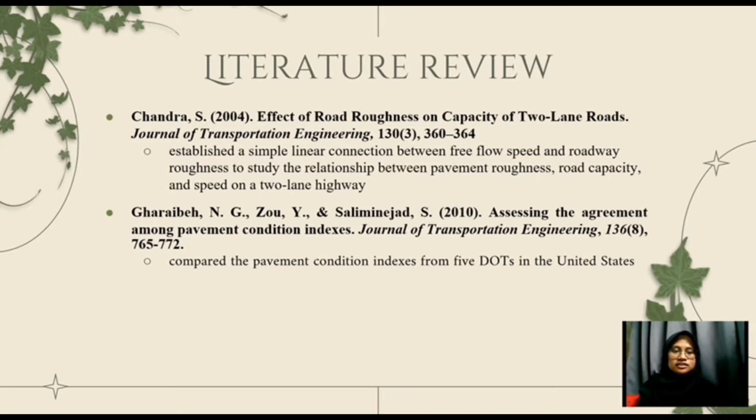Next, the study by Khairul stated that they compared the pavement condition index from 5 DOTs in the United States. The result revealed significant differences among seemingly similar pavement condition indices, which the researcher concluded could be due to the different distress types, considered weighting factors, and the mathematical forms of the indexes.